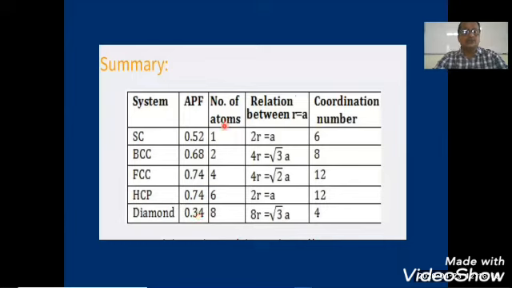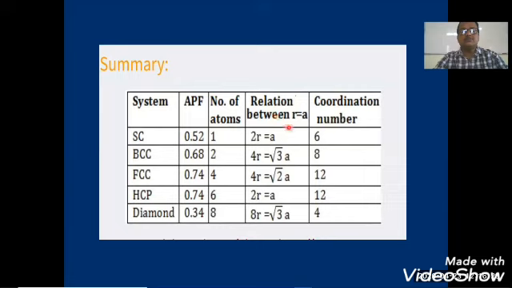Then these are the number of atoms per unit cell. For simple cubic it is 1. For BCC it is 2. For FCC it is 4. For hexagonal close packing it is 6. And for diamond it is 8.